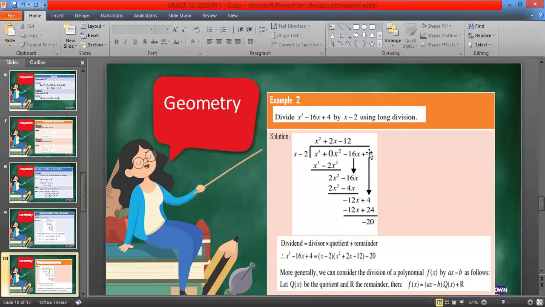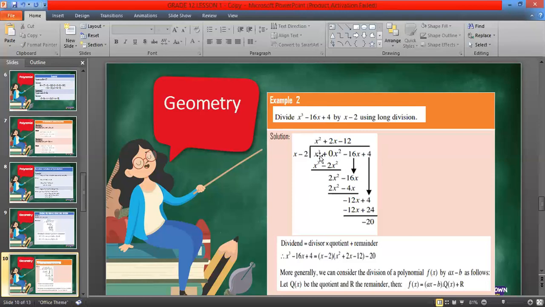You put your dividend, or your polynomial, under the division bracket, okay? And again, whenever any term is missing, what do you do? You replace it with 0. Here, our x squared term is missing, so we make it 0x squared. We have it in the order x power 3, x power 2, x power 1, then x power 0, right?